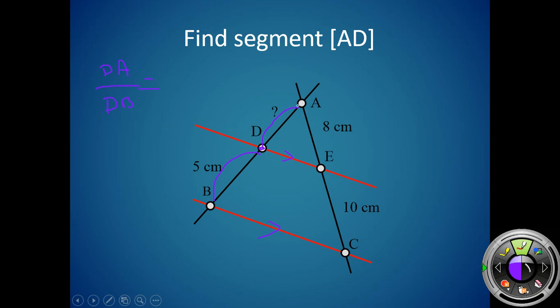Now I did DA, so here I want EA over EC. Let me change the color. So DA over DB, I do the same from the other side, EA over EC. I replace: I need to find DA. Over DB is 5, is equal to EA, which is 8, over EC, which is 10. Then I just cross multiply, so I will have 10 DA is equal to 40, 5 times 8. And DA is equal to 4, 40 over 10. Okay?